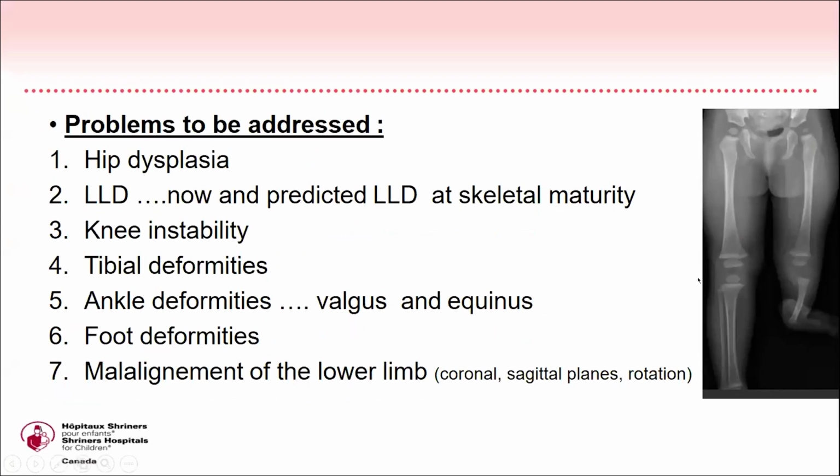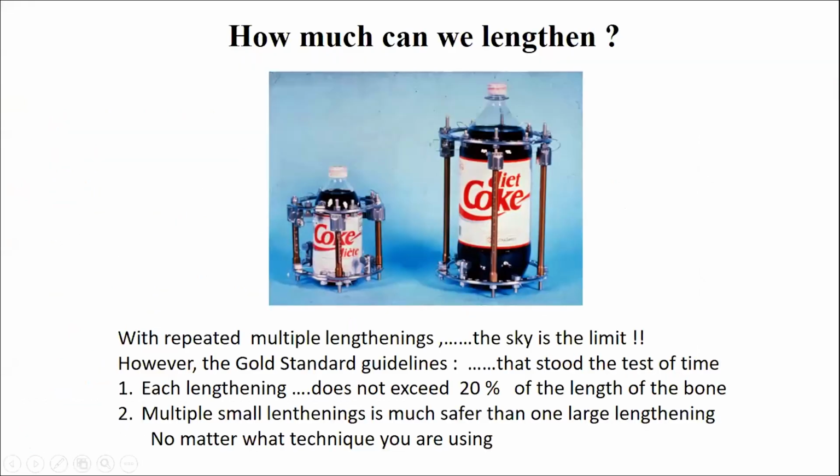Before deciding on the treatment, we have to explain to them all the problems. Here, for example, in fibular hemimelia, we go from the hip dysplasia, the LLD, how much it will be at skeletal maturity, the knee instability, ankle deformities, foot, and the malalignment. So all these have to be addressed.